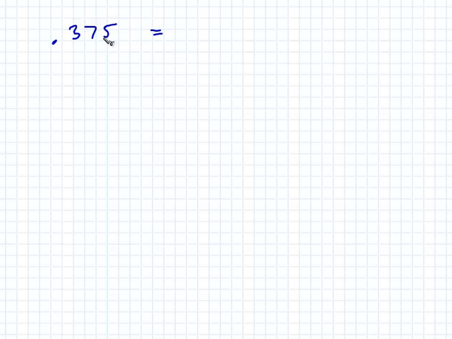If I listen to what I just said and write it as a fraction, 375 thousandths, this is a fraction that's equivalent to that decimal. Now, from here, we might be able to reduce. And in fact, notice this ends in a 5, this ends in a 0. We know both of these are divisible by 5, so let's look at that.